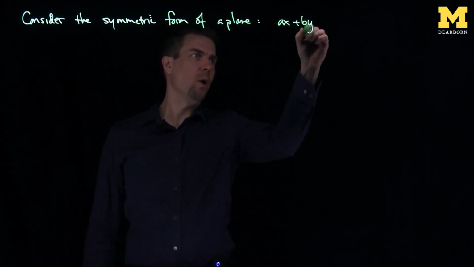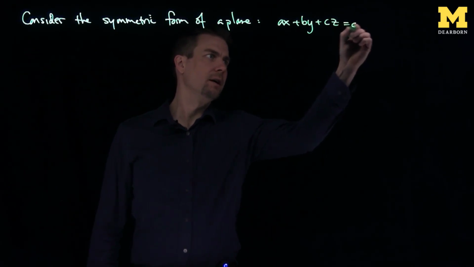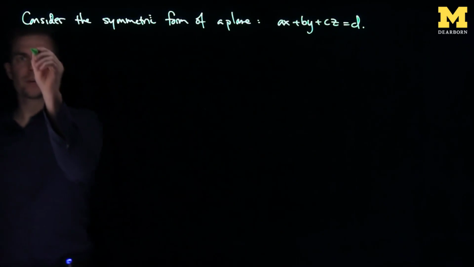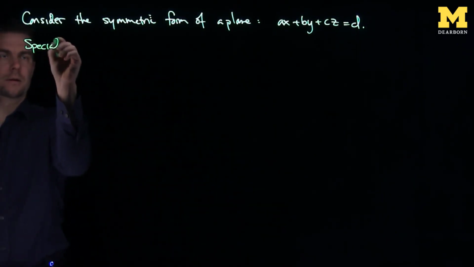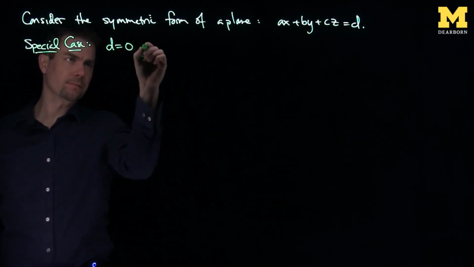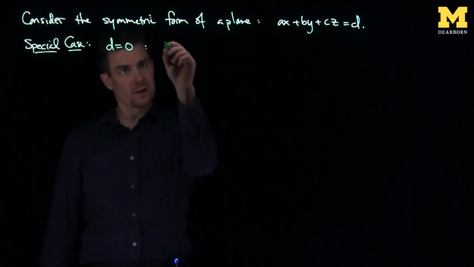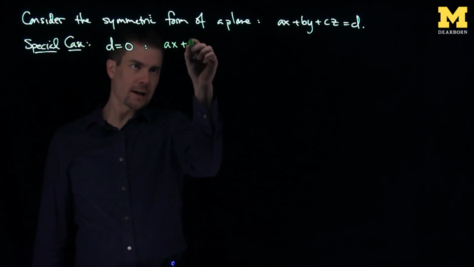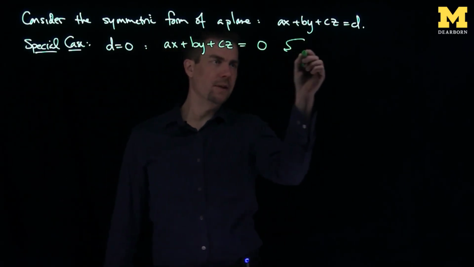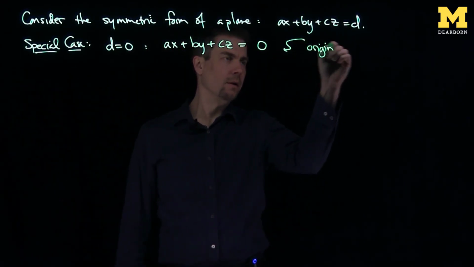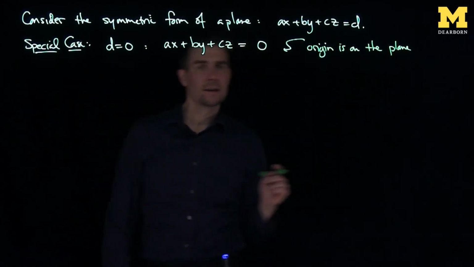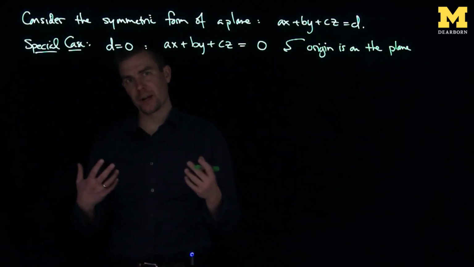AX plus BY plus CZ is equal to D. And let's look at a special case of this. A special case occurs when D equals 0. If D is equal to 0, the equation of the plane becomes AX plus BY plus CZ is equal to 0. And this tells you that the origin is on the plane. So when the right-hand side is equal to 0, the origin is on the plane.